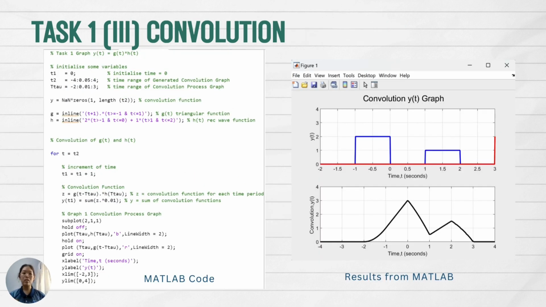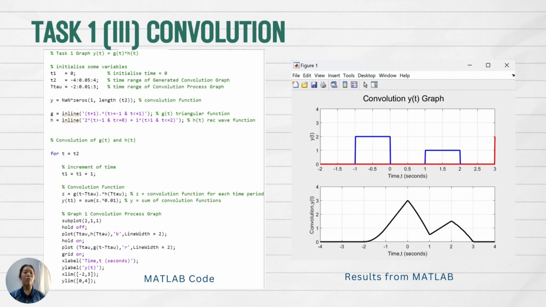Okay, so for part 3 in task 1, we are required to perform the convolution between two signals. Firstly, we initialize some variables. The first one is time1 equals 0, which initializes the time to 0. And then t2 is the time range of the generated convolution graph, which is from -4 to 4 with the time interval 0.05. And then t tau is the time range of the convolution process graph, which is at the right upper graph, from -2 to 3 with the interval 0.01.